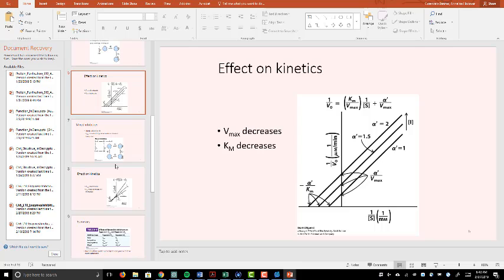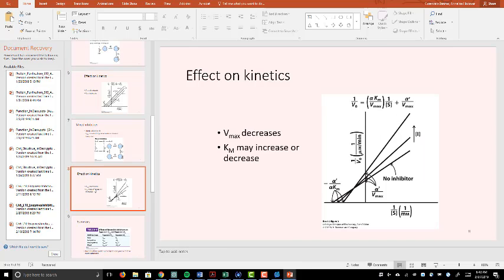And then non-competitive is going to look more like the competitive because the Vmax is going to decrease, but the Km may increase or decrease. And so the result of this is that the lines are going to intersect, but they're not going to intersect on the y-axis because your Vmax is decreasing. But the slope is going to change because the Km may increase, the Vmax may decrease, but they're not necessarily going to change proportionally.